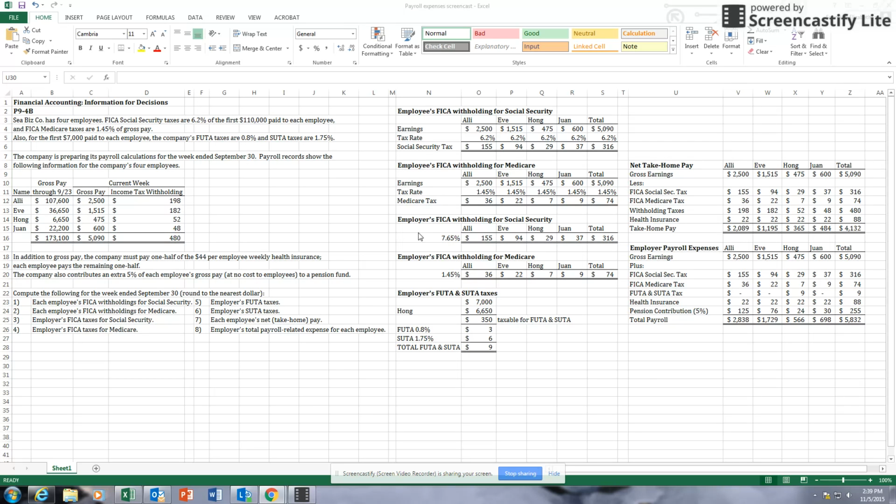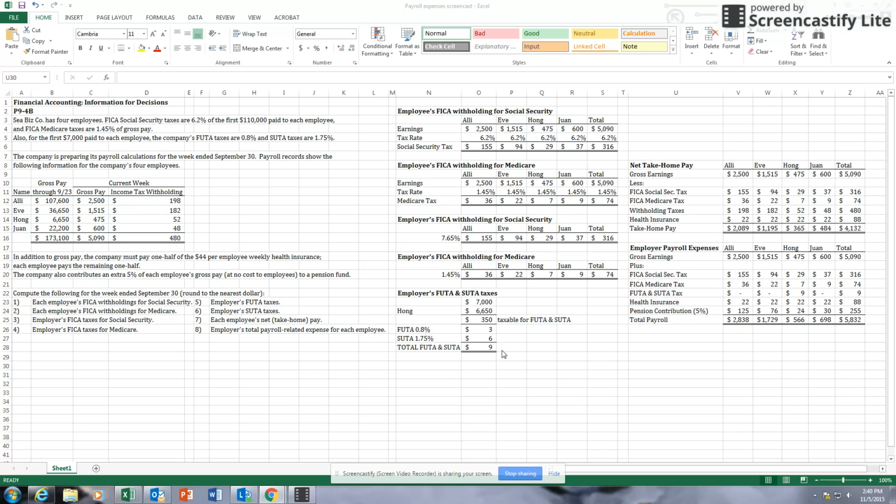And then we calculated the employer's FICA responsibility for Social Security and Medicare, which is the same as the employee's responsibility because employers and employees each pay 1/2 of Social Security and Medicare taxes. Then we also calculated the employer's federal and state unemployment taxes for this pay period. And as it happens, the only employee they had to pay unemployment taxes on was Hong, and that came up to a grand total of $9.